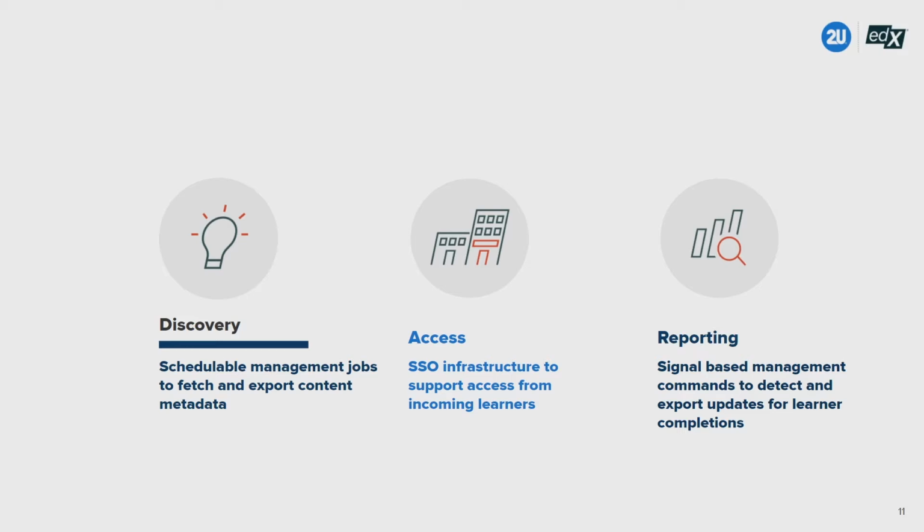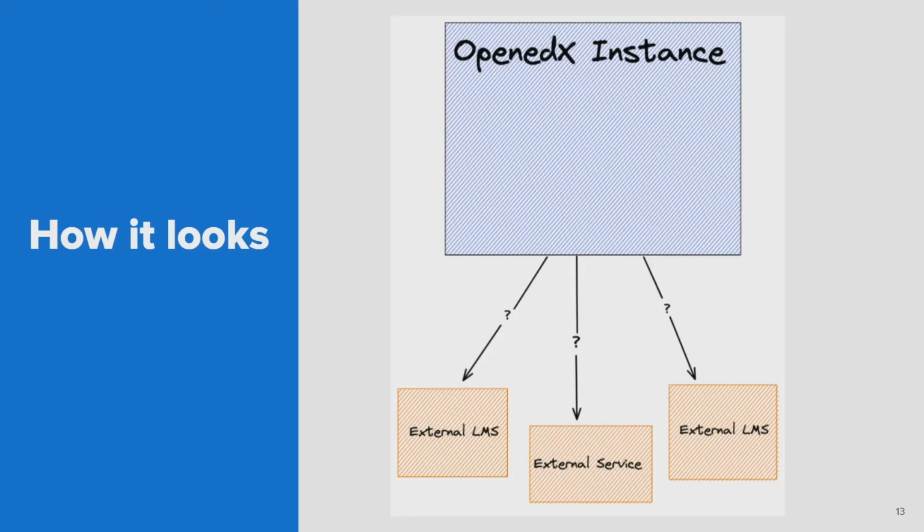For the sake of this talk, we will be focusing on discovery and reporting. Access is not quite as involved with the integration and the integrated channels, so for now, we'll just leave that out. But to start, discovery. So like I said, this is the first arrow of our integrations. What exactly does it mean to send this content over? Well, we have our big box of OpenEdX instance, and you have one or many external services that you want to send them to. So how is this information getting sent over?